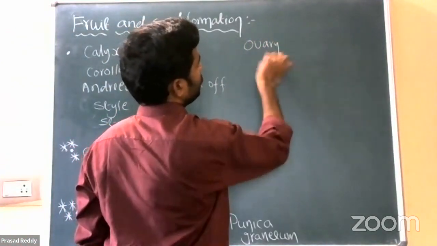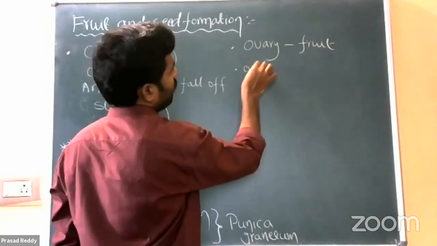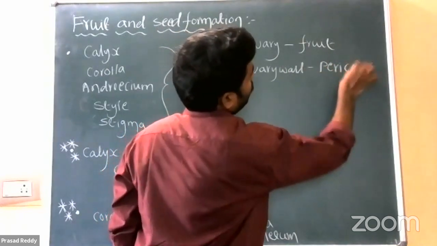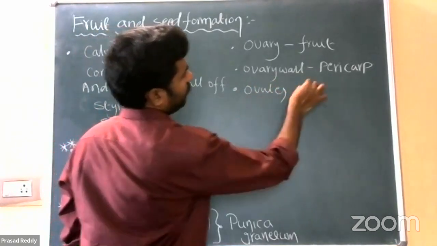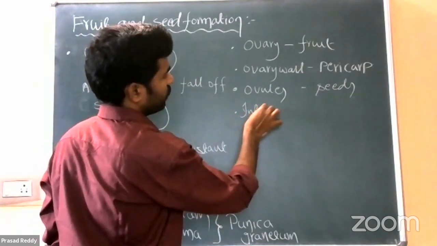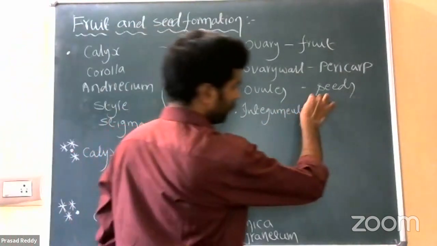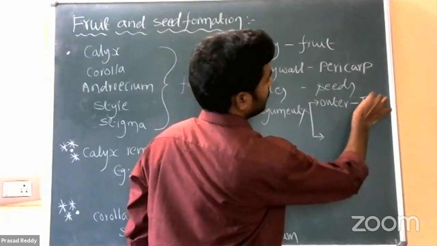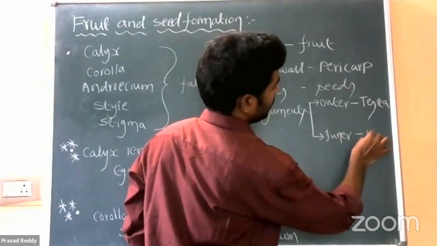Ovary develops into fruit. Ovary wall develops into fruit wall or pericarp. Ovules develop into seeds. Am I right? And integuments develop into seed coats, as I already told you. Outer integument into testa, inner integument into tegmen.